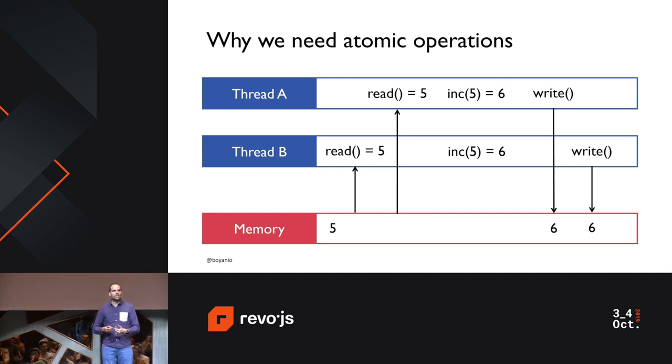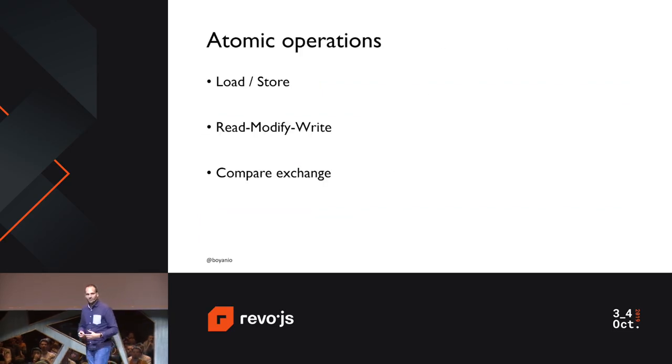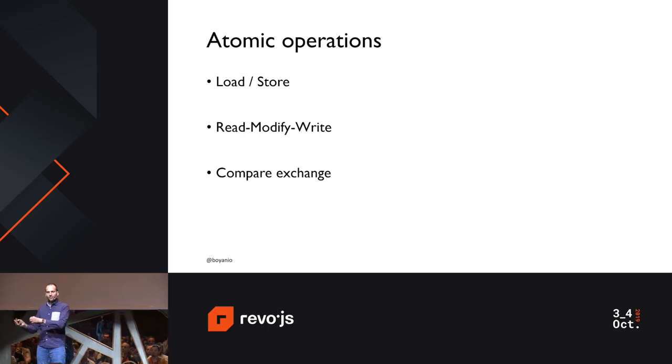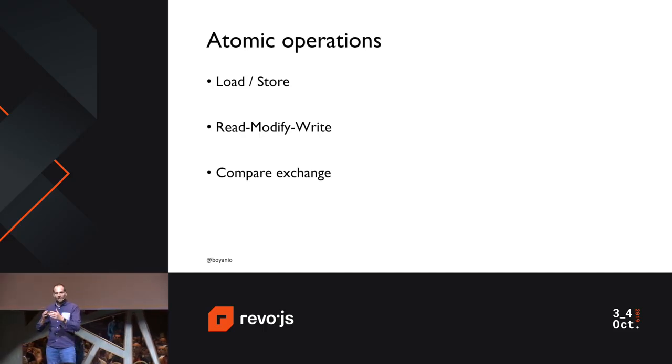To prevent this, we need some synchronization mechanism. We need locking on this value until it's updated. And this is the idea of atomic operations. They provide us a set of operations that happen as one. This could be, for example, loading and storing of data to the memory, so that it happens as an atomic operation. Then we have read-modify-write, which is exactly this: take a value from the memory, update it, and then write it back as one operation so that we know that it's going to happen.